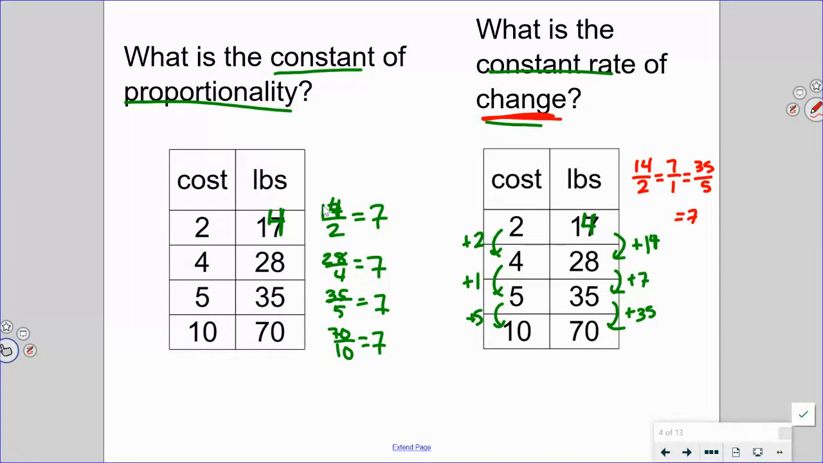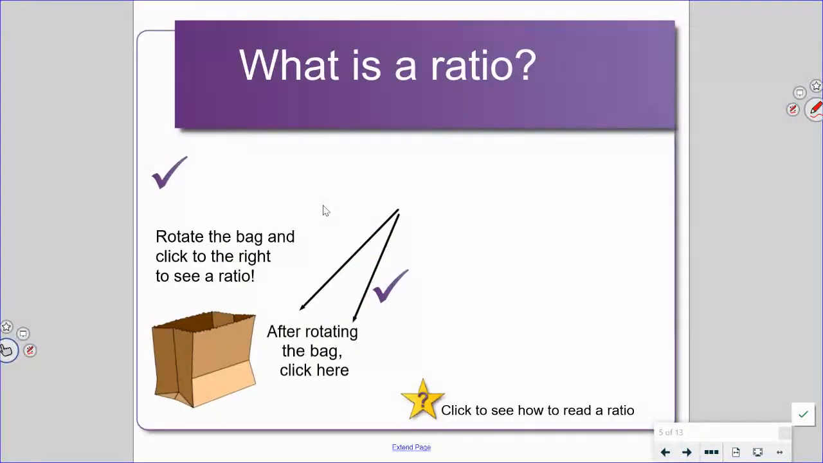When you do constant of proportionality, you literally just look at the ratio of the y to the x, or I suppose you could do x to y. When you look at constant rate of change, you have to first find how much it changes and then set up the ratios. But if they are constant, they should be equivalent ratios. So we're going to use those skills or build on those skills for the time being.